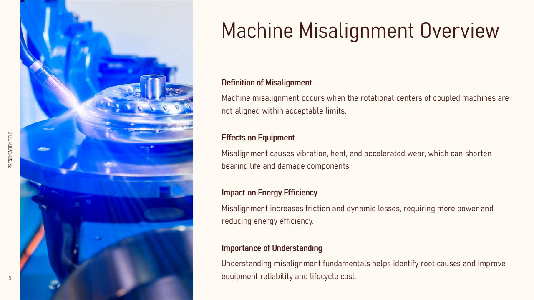installation and maintenance activities. From a reliability perspective, even small deviations in alignment can significantly shorten bearing life, damage couplings, and increase seal failures. In addition to mechanical damage, misalignment has a direct impact on energy efficiency, as additional power is required to overcome friction and dynamic losses. Understanding misalignment is therefore essential for maintenance engineers, reliability professionals, and operations personnel.